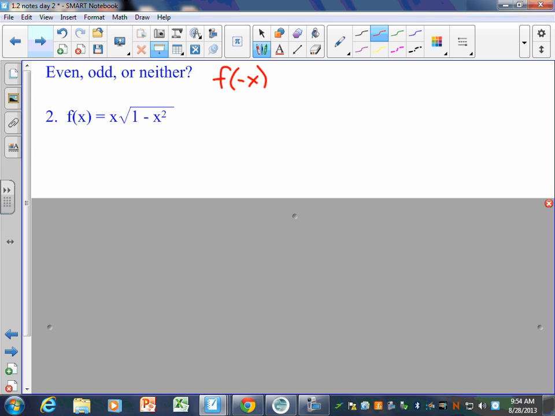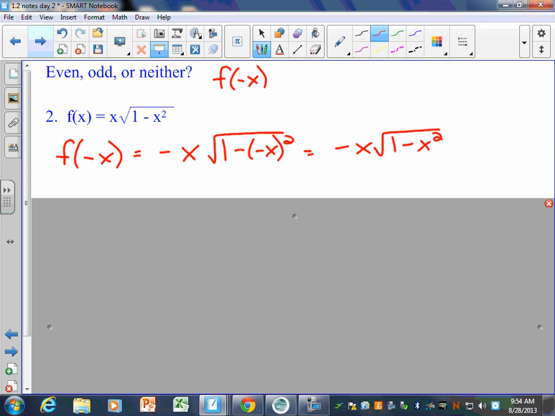So let's see what happens when I plug in negative x for x. So this becomes negative x, and inside here I get 1 minus negative x squared. Am I going to make this a positive? No, because order of operations, I would square this first, and when you square that, it's still positive x squared. So this would be negative x times the square root of 1 minus x squared. Agree with me on that?